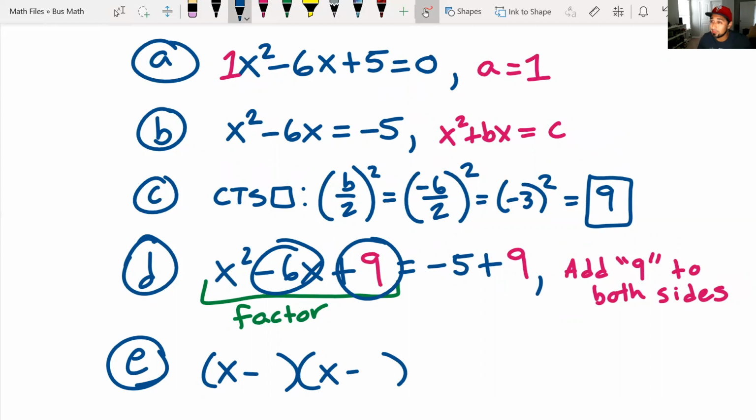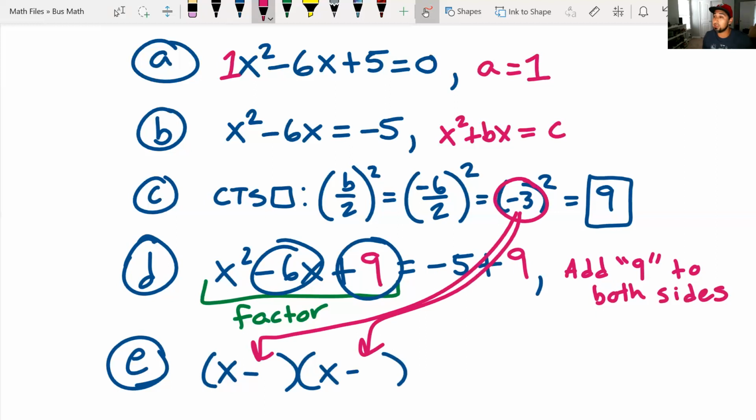Well, I have a lovely little trick for you to make this easier. Go back to the third step, step C. What number did we square at the very end? We squared -3. And there's a nice little trick here. The number that goes in the parentheses is also going to be -3.